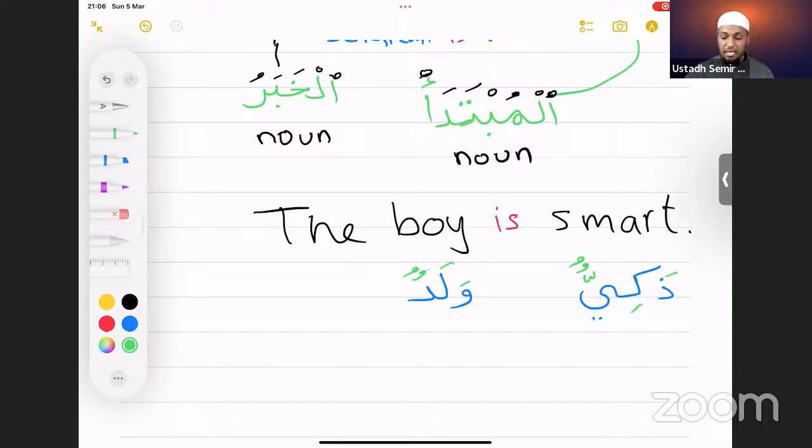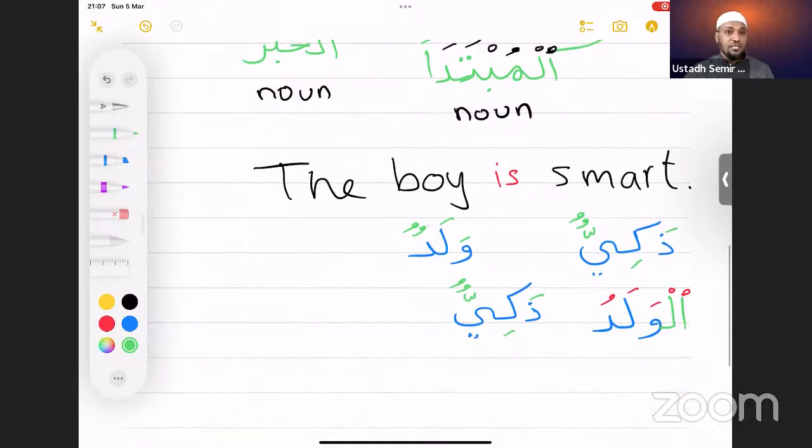So you'll bring this one at the beginning. This is what you want to begin with, al-mubtada. And you add what to it? Alif lam. So you bring this one as it is, walad, and then you add alif lam to it. It becomes al-waladu. And then you bring this word as well, dhakiyun. So do you see how we created a sentence now?